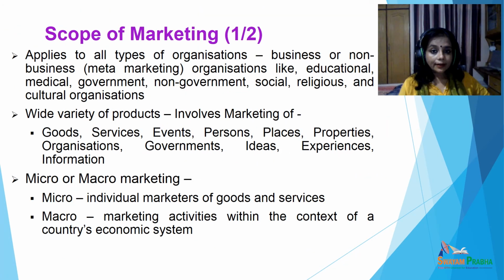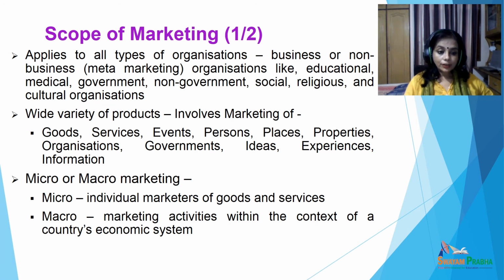Scope of marketing is the next heading. Now the scope is very wide and it is applicable, marketing is applicable in all types of organization. So the first point, we have discussed it in nature also. It is a pervasive activity and it applies to all types of organization, whether it is business or non-business. Non-business is called meta marketing. Organizations like educational, medical, government, non-government, social, religious and cultural organization. So it applies on all.